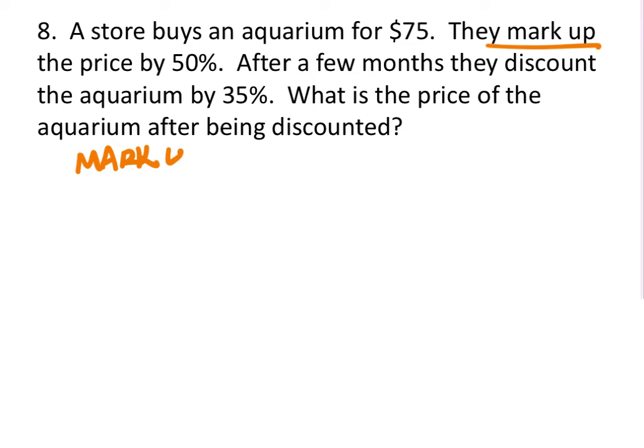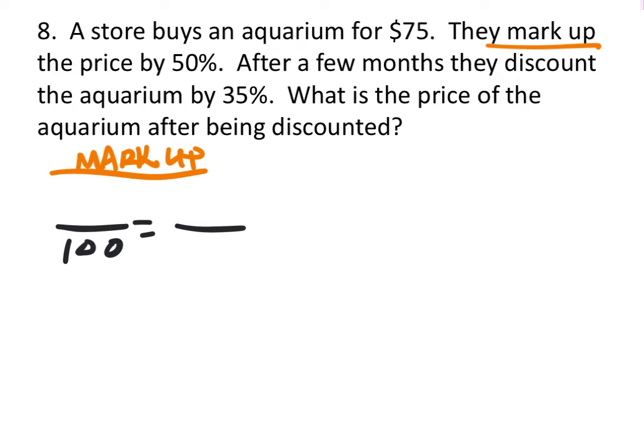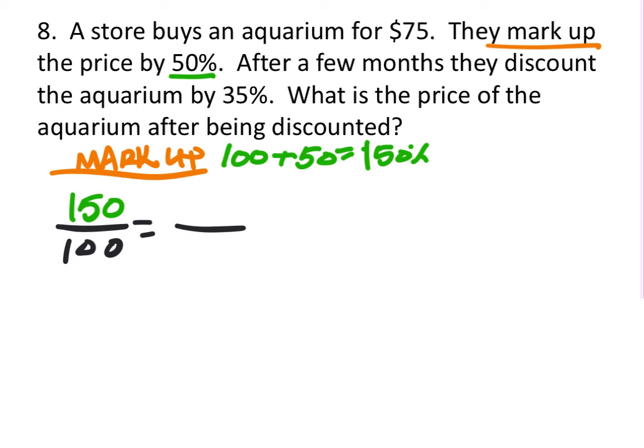markup value. We got this percent proportion. And they're going to mark it up 50%, right? So that means we're going to take, you would have paid 100% of the price, but we're going to add another 50% on this thing. Okay, so the markup would be 150% of what it started at. So I'm going to use that percent in the percent proportion. And how much was it total? Well, it was $75. That would have been 100% of the price.